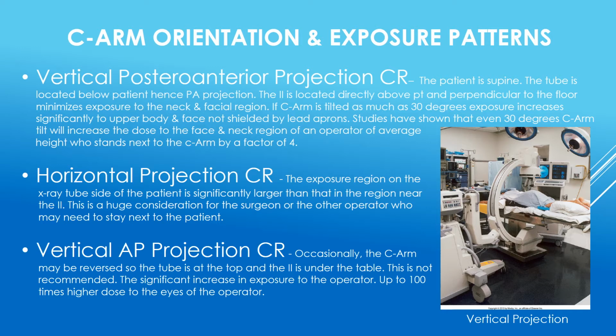If a C-arm is tilted as much as 30 degrees, exposure increases significantly to the upper body and face that is not shielded by lead aprons. Studies have shown that even a 30-degree C-arm tilt will increase the dose to the face and neck region of an operator of average height who stands next to the C-arm by a factor of 4.